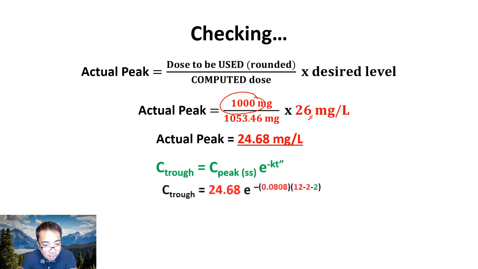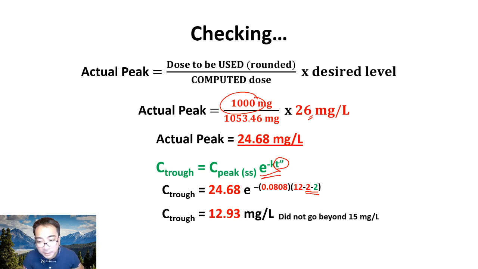Now, for the trough concentration, of course, we don't want it to go beyond 15 as much as possible. And using this formula here, the T prime, two primes there, will be the infusion and the waiting time. Okay, what comes out will be 12.93. Okay, so which is not beyond 15 milligrams per liter. Okay. That's pretty much it.